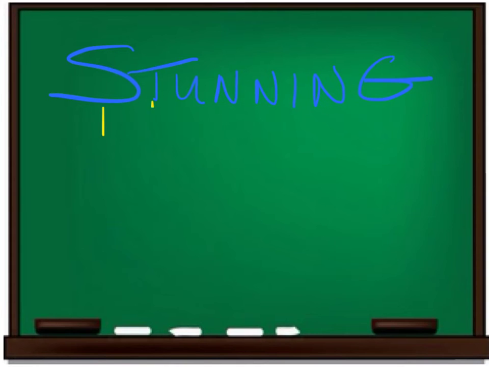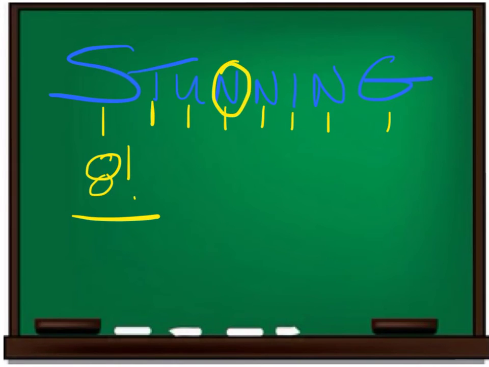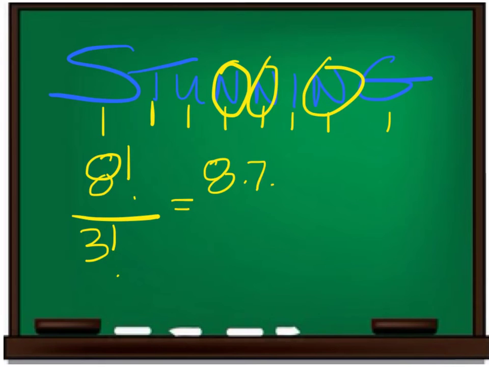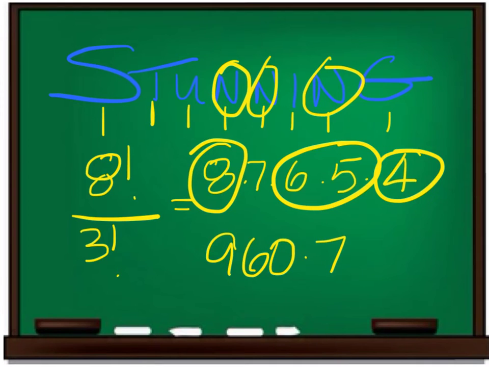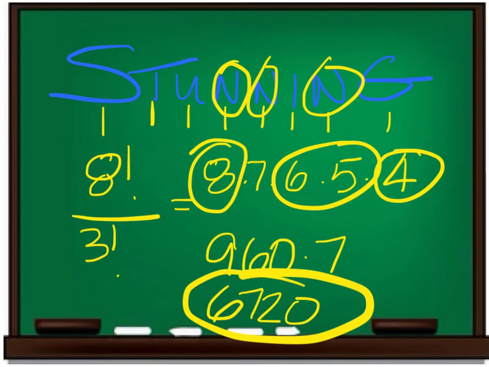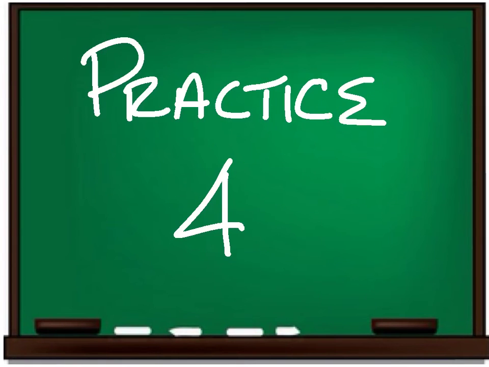For this one, we have 1, 2, 3, 4, 5, 6, 7, 8. We have 8 letters. And then we have 1, 2, 3 N's that repeat. Anything else that repeats? No. So we'll have 8, 7, 6, 5, and 4. That's 30. And 120. 960. So we've dwindled it down to 960 times 7. That should be 6,720. Practice 4.